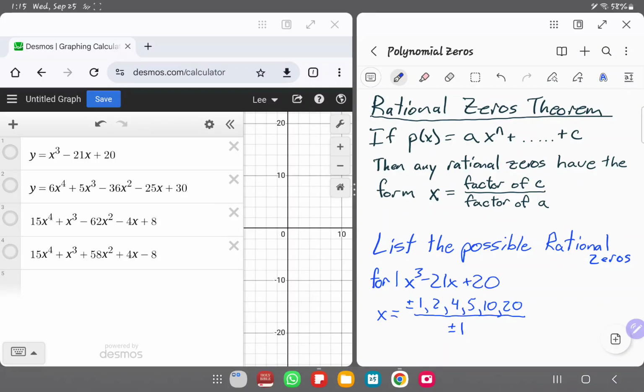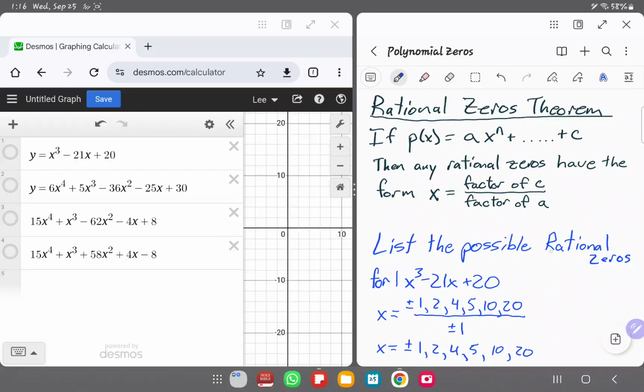So really, when I divide all those numbers by 1, I just get themselves. If I divide by -1, they'll have the negative. They already have a negative if I need it anyway. So really, this list is just going to be that whole thing, plus or minus 1, 2, 4, 5, 10, or 20. Right. So that is my entire list of the possible rational zeros.